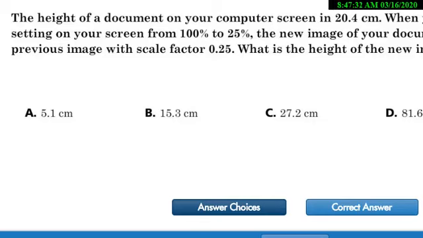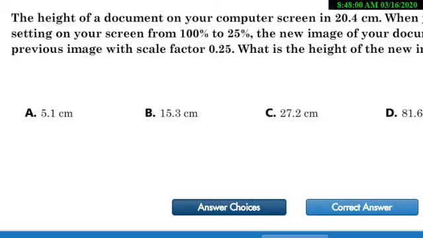The question says that the height of a document on your computer screen is 20.4 centimeters. When you change the zoom setting on your screen from 100% to 25%, the new image of your document is a dilation of the previous image with scale factor 0.25. What is the height of the new image?